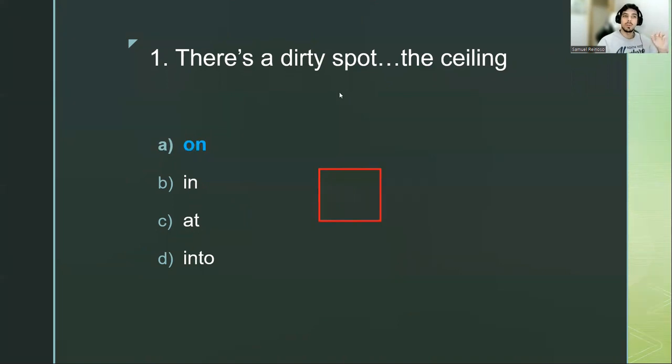Let's see, we use on when we talk about the surface of something. For example, this stain or the dirty spot is on my hand, okay? It's on the surface. So that could be like on the floor, like here, on the walls, or on the ceiling. Okay, you got it? So on the ceiling is the correct answer. Very good. Let's continue with the second question.